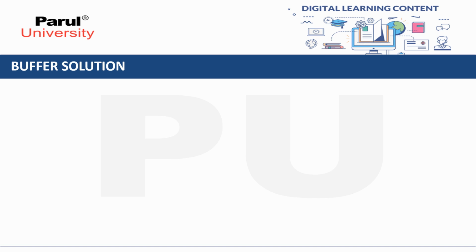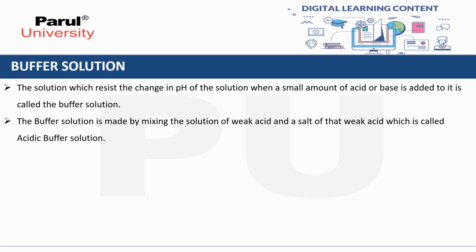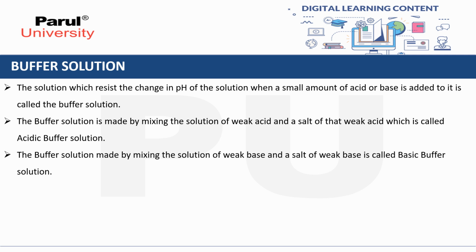Now, what is a buffer solution? The solution which resists the change in pH when a small amount of acid or base is added to it is called a buffer solution. The buffer solution made by mixing the solution of a weak acid and a salt of that weak acid is called an acidic buffer solution. The buffer solution made by mixing the solution of a weak base and a salt of the weak base is called a basic buffer solution.